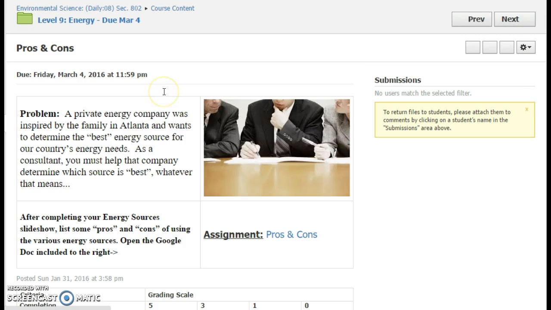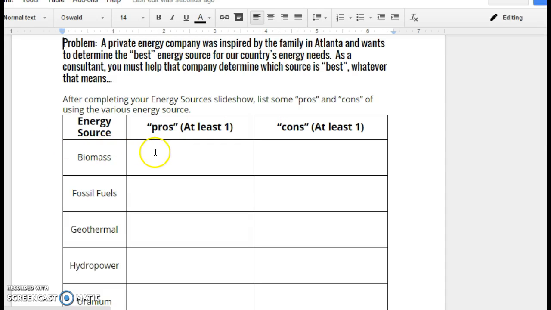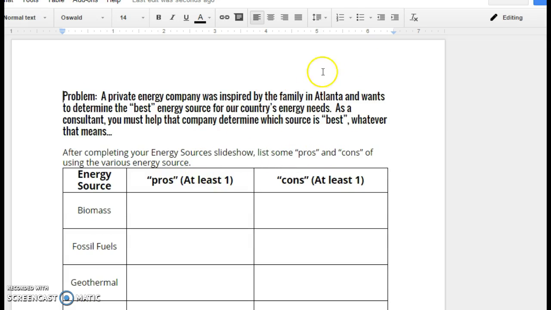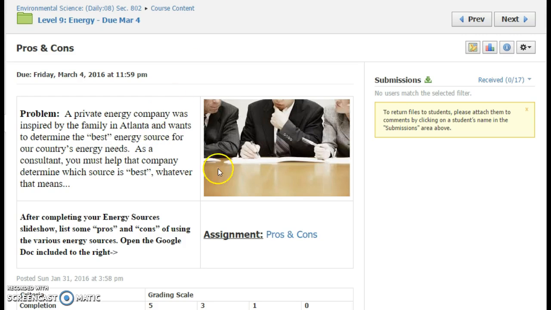Moving on to the next part of this level, you will pretend that you're a consultant for a private energy company. They want to figure out what's the best source of energy for our energy needs. And as their consultant, you'll create this pros and cons document where for each energy source you will list at least 1 pro, or reason it should be used, and 1 con, which is a reason that it should not be used. And you'll use that information that you gathered for your slideshow to inform this pros and cons list.